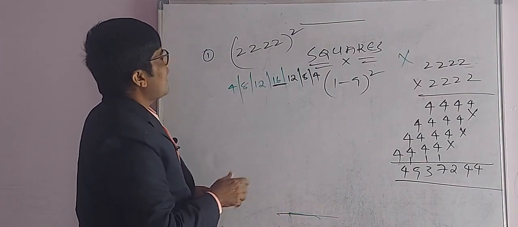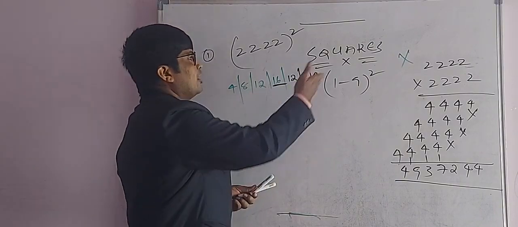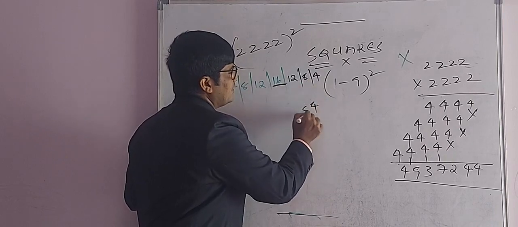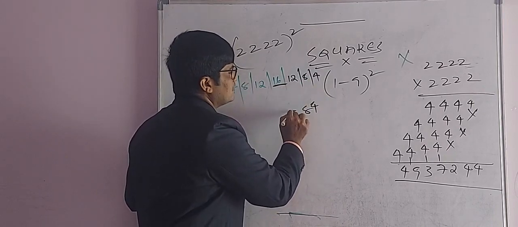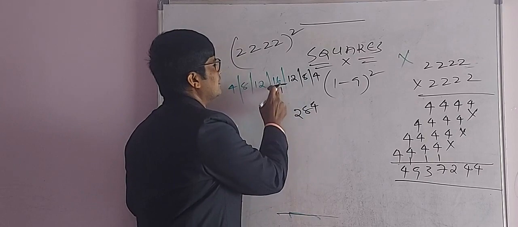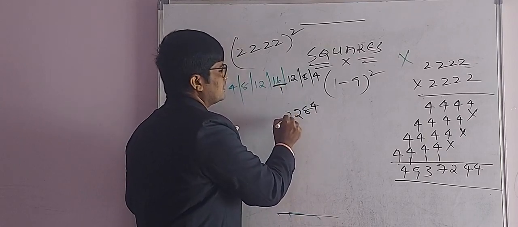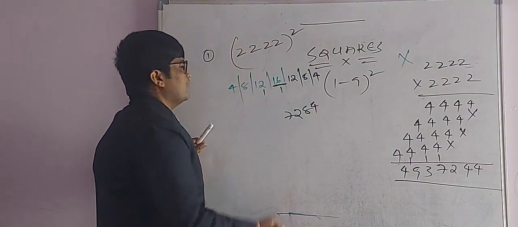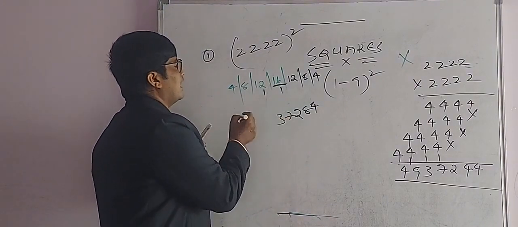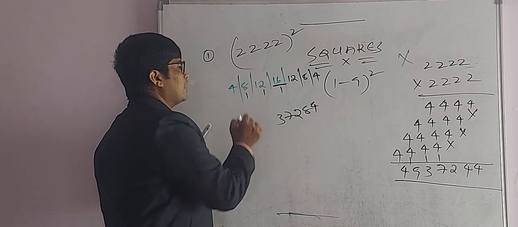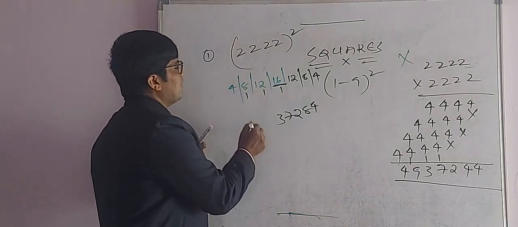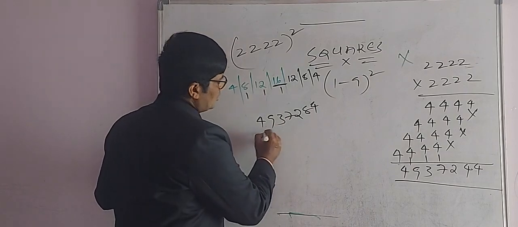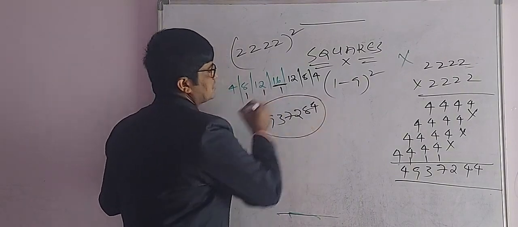Now let us add all the numbers. This is 4 and this is 8 and here is 12. 12 means 2 will be here, 1 will be carry. 16 plus 1 is 17 here. Then 12 plus 1 is 13 here, and 1 will be carry. So 8 plus 1 is 9, and finally we have 4 left. So finally this is our answer.